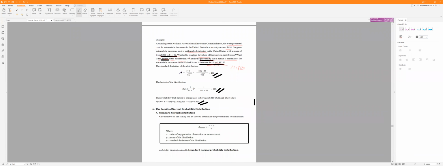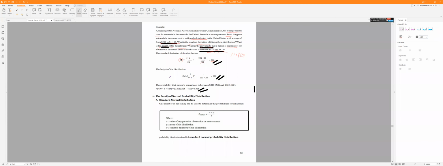Okay, so for standard deviation, you know the formula is maximum minus minimum value divided by square root of 12, which means 1,182 minus 200 divided by square root of 12, you'll get 283.5. The height of the distribution is the probability of x. So 1 divided by 1,182 minus 200, so 0.001. Okay, so you got p(x) and you got the standard deviation.